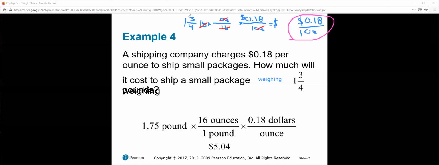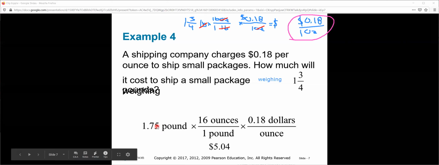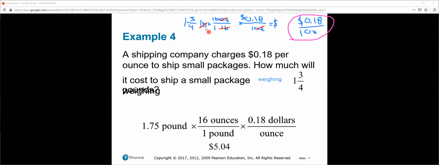Well, I can go back to my chart. I could just know it. In this case, there are 16 ounces in 1 pound. Now my units have blown up and I can correctly answer the question as shown down here. 1.75 times 16 times 0.18.